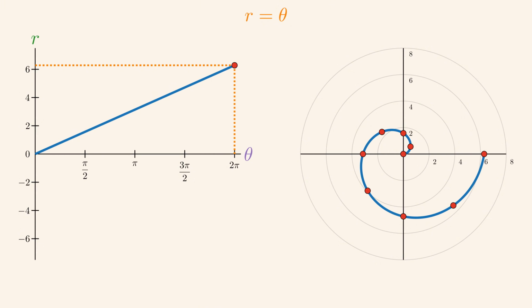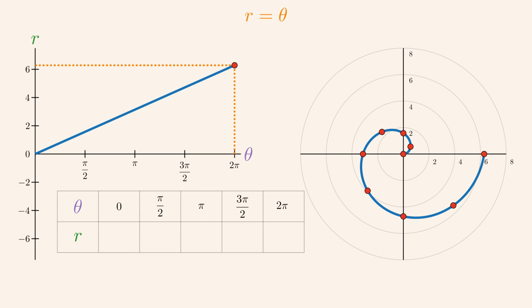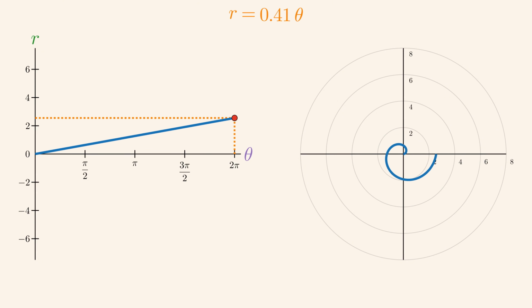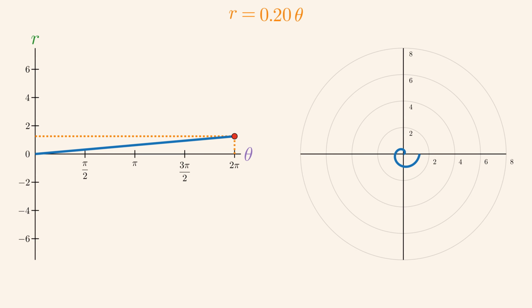Instead of transferring points directly from the Cartesian to the polar plane, we could have made a table tabulating the r values at various theta values and then plotting them on the polar plane. But in this tutorial, we will be skipping the tables. We can also change the coefficient of theta, which reduces the slope of the Cartesian line and reduces how far out the polar spiral extends.